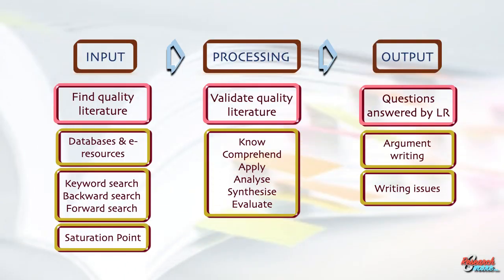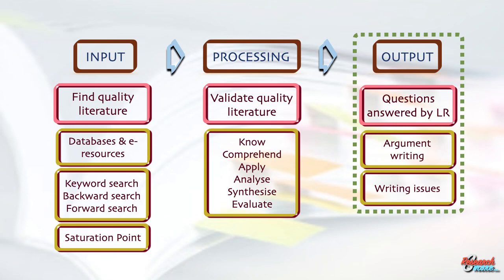The final part of writing an effective literature review is the literature output, which is presented in Part 4 video.